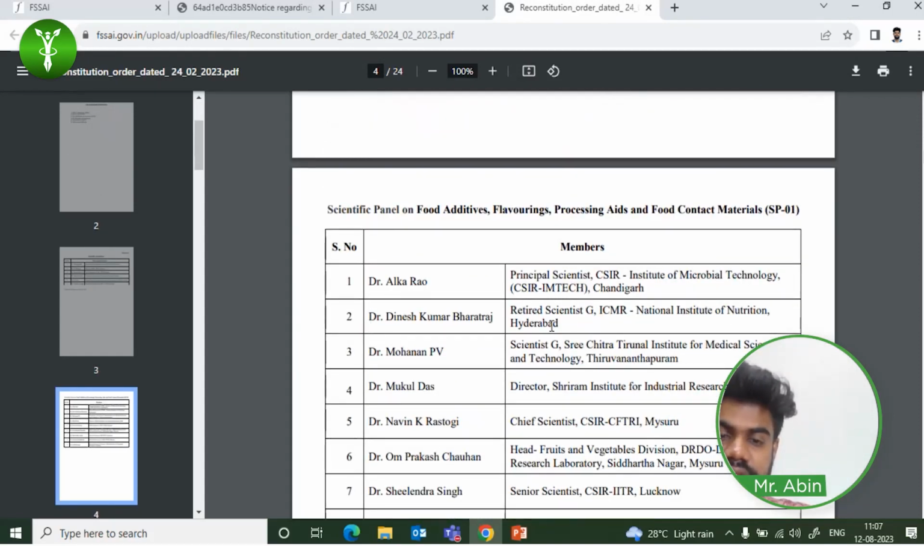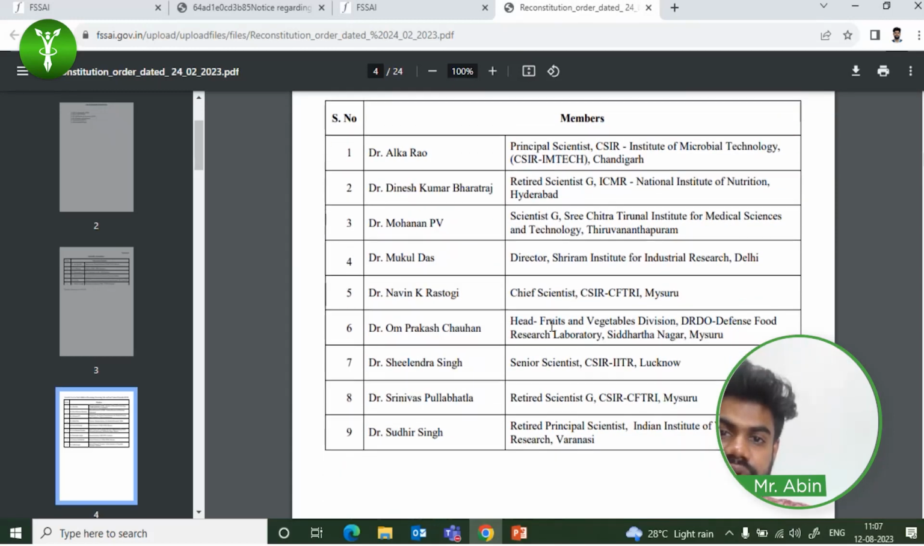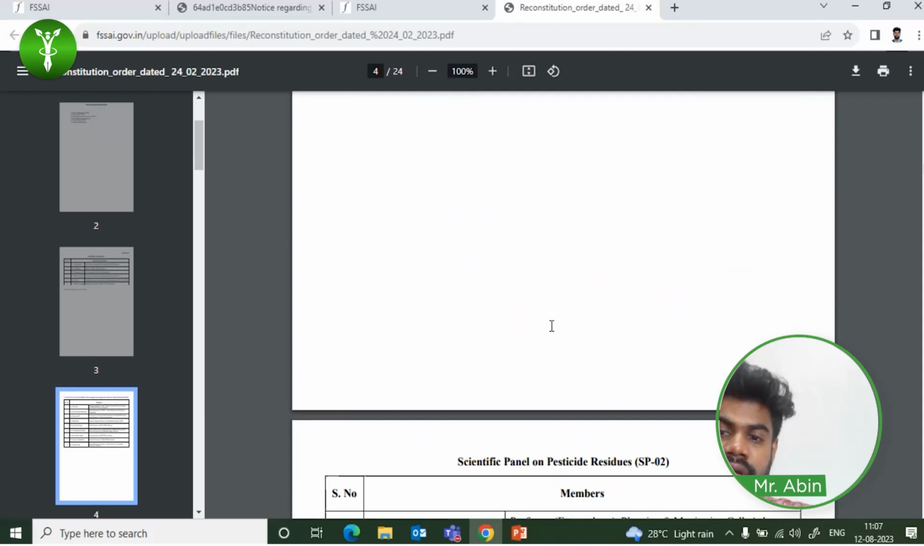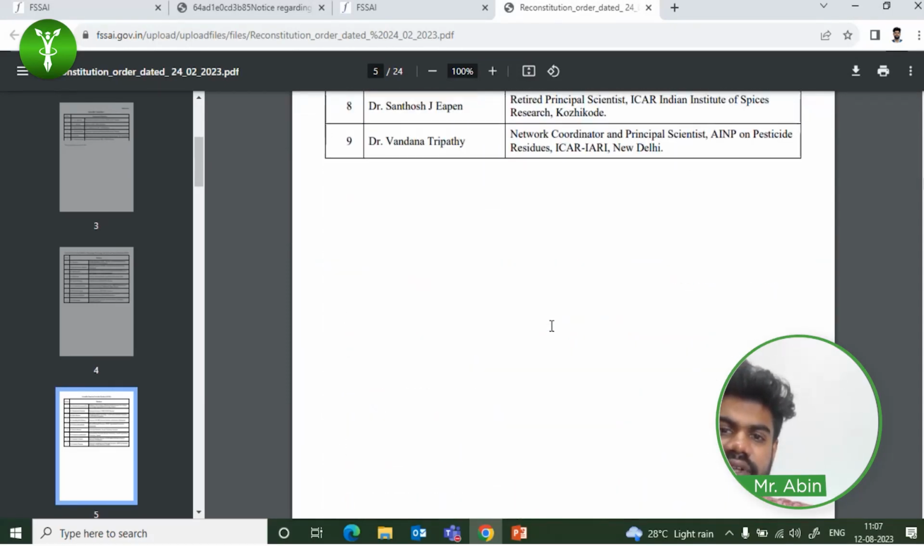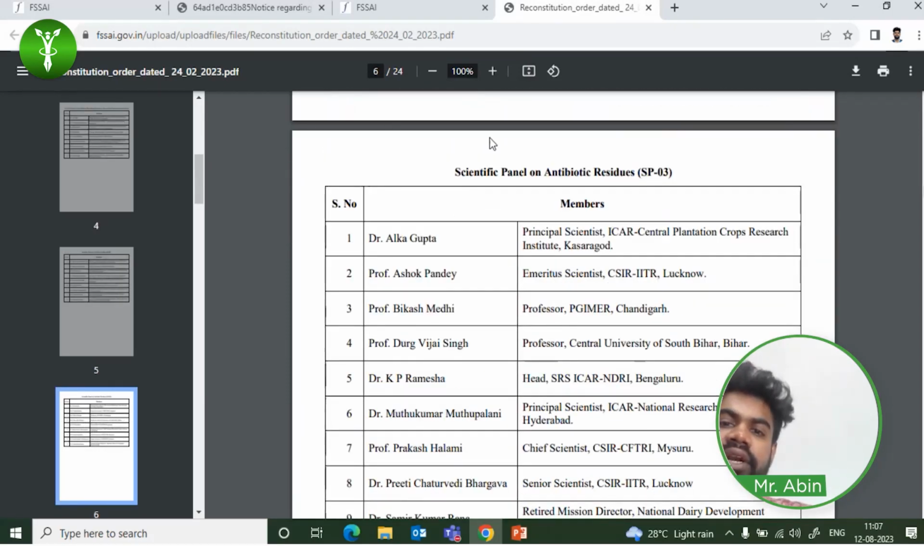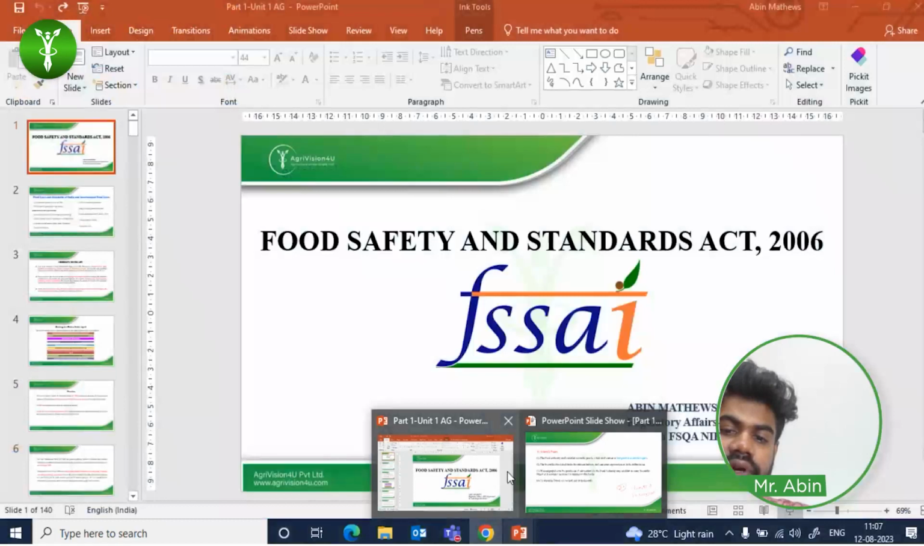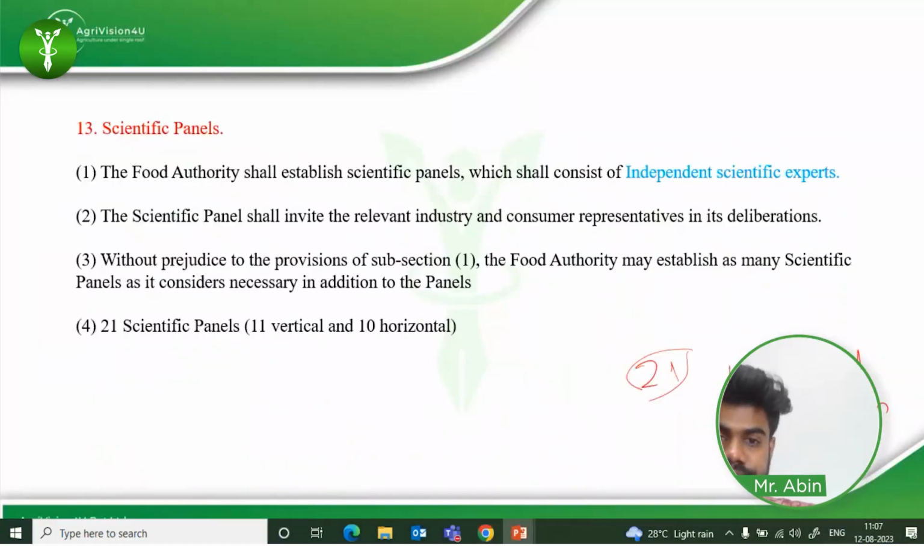So these are the 21 scientific panels. Here you can see processing aids, food contact materials, pesticide residues. For each of these, there will be separate scientific panels. Just remember this only: as of now, there are 21 scientific panels, 11 vertical and 10 horizontal.